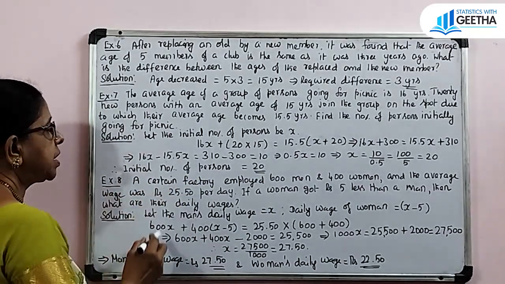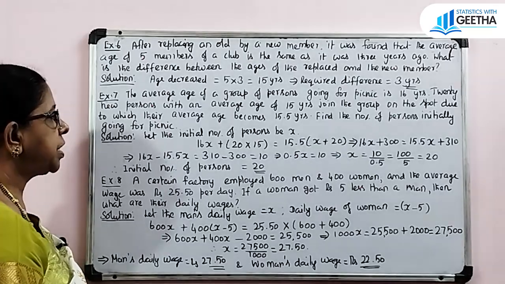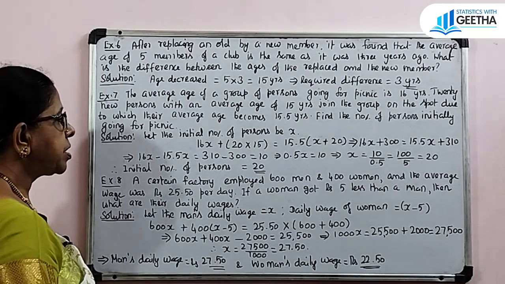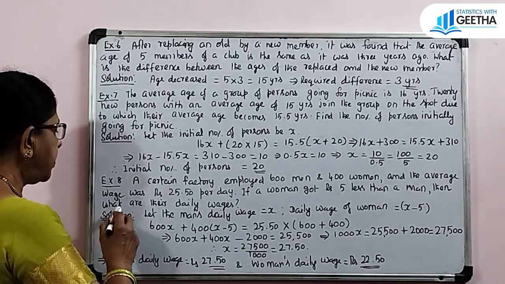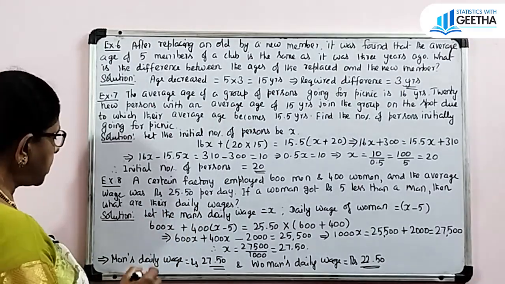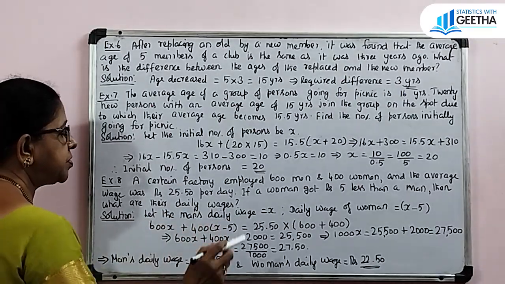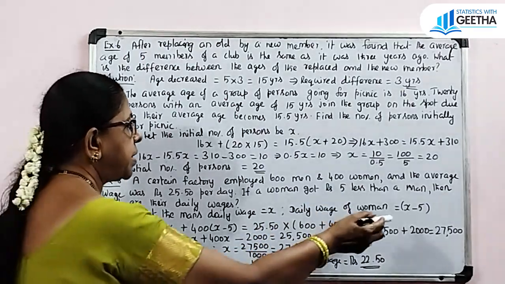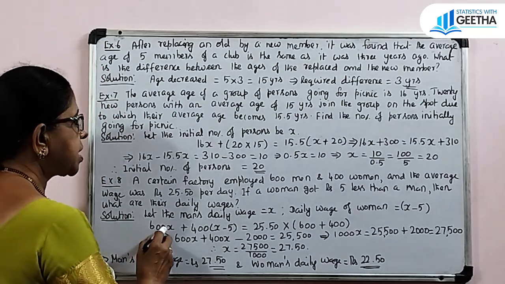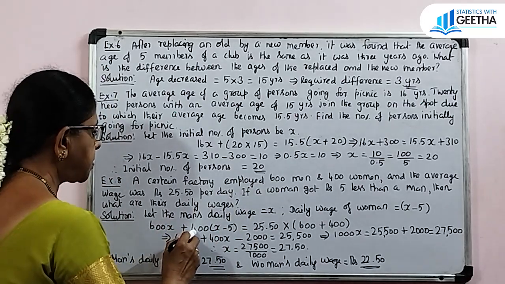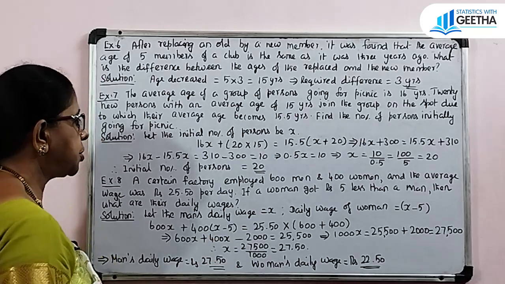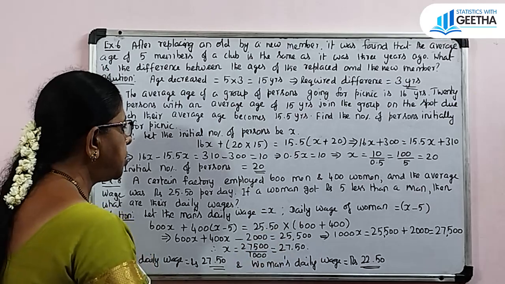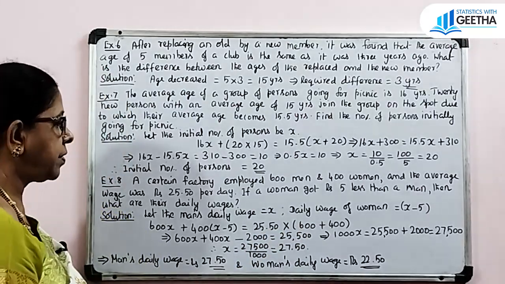Exercise number 8. A certain factory employed 600 men and 400 women, and the average wage was rupees 25.50 per day. If a woman got rupees 5 less than a man, then what are their daily wages? So solution பாருங்க, let the man's daily wage வந்து நம்ம x ன்னு வெச்சுக்கலாம். அப்ப daily wage of women எவ்வளவு, rupees 5 less than men. அப்ப x minus 5 இருக்கும். அப்போ 600x, ஏன்னா 600 men into x plus 400 into x minus 5 equal to அவங்களோட average wage எவ்வளவு 25.50 into இந்த 600 plus 400 total average.